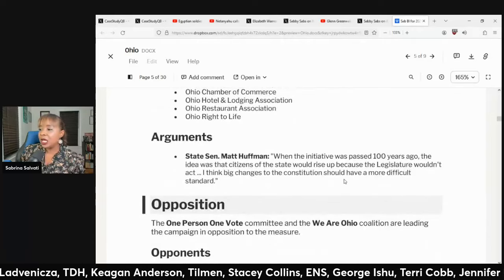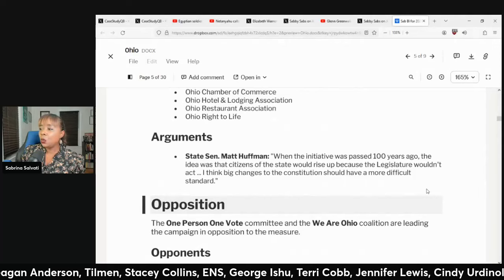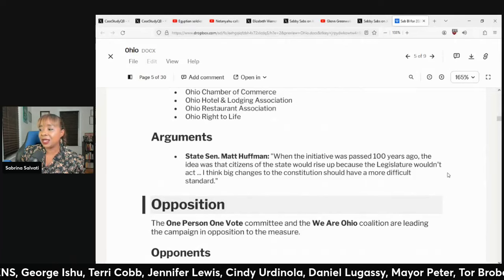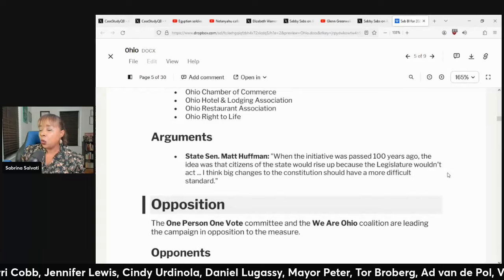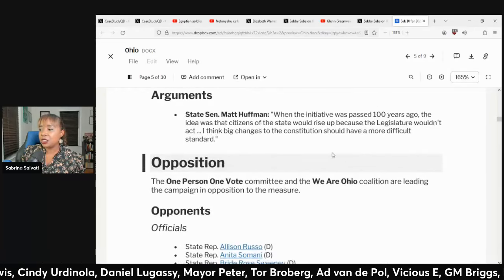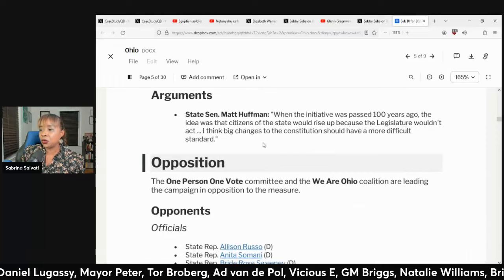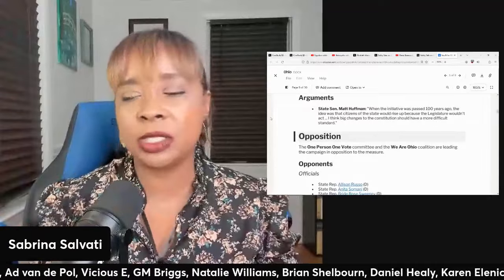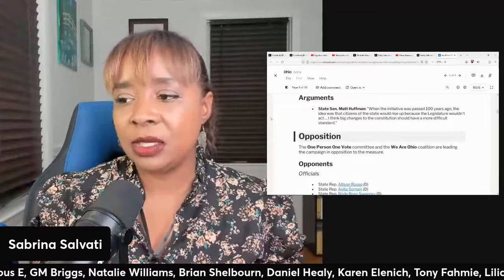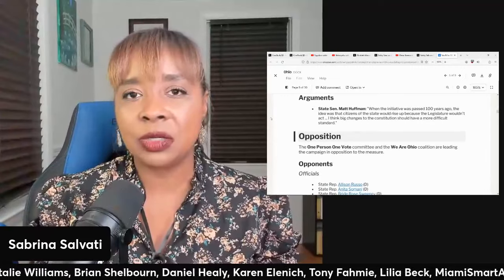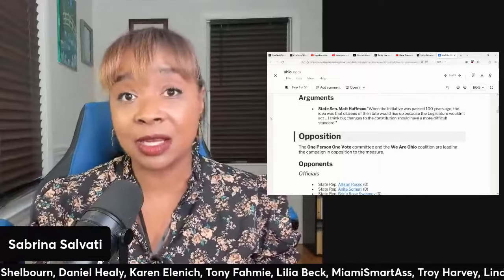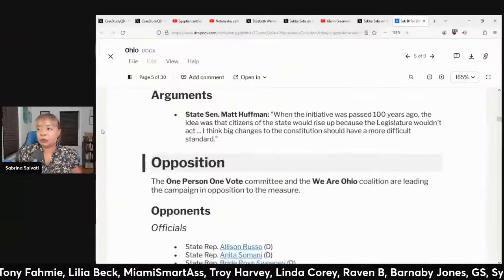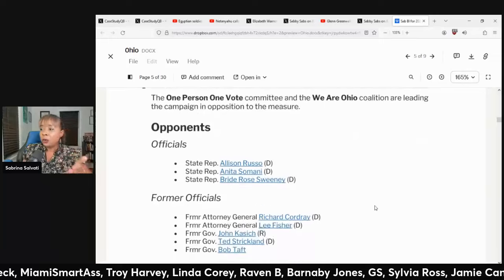One of the arguments from State Senator Matt Huffman: when the initiative was passed 100 years ago, the idea was that citizens of the state would rise up because the legislature wouldn't act. I think big changes to the Constitution should have a more difficult standard. Yeah. So in other words, Matt Huffman there doesn't want to make it easier for citizens in Ohio to disrupt business, because that's what a lot of that is about. Like, a lot of these ballot measures do disrupt big business in some way, shape, or form. All about money.